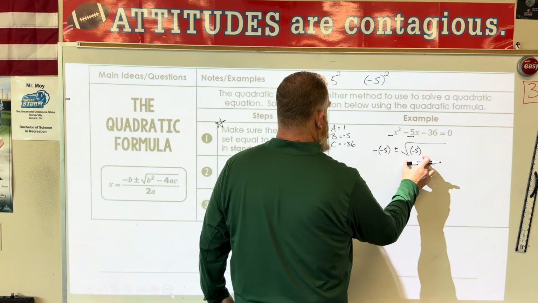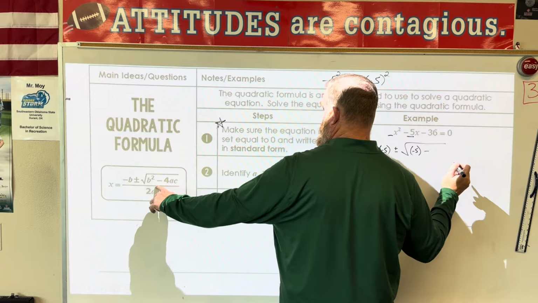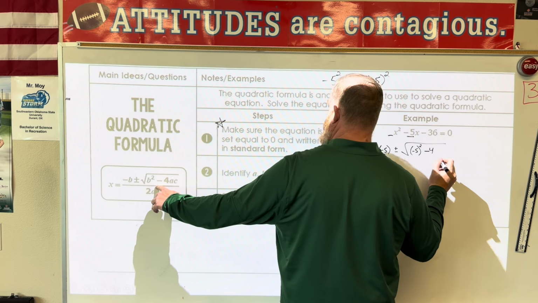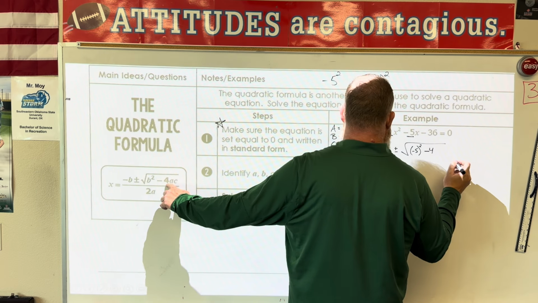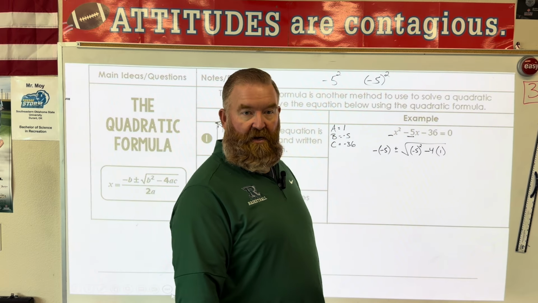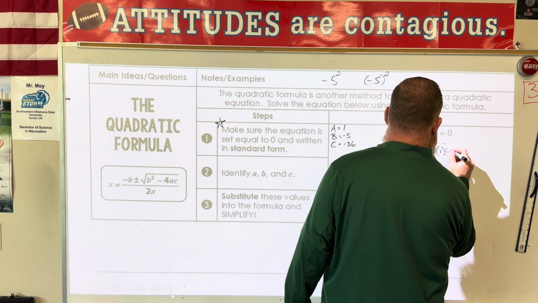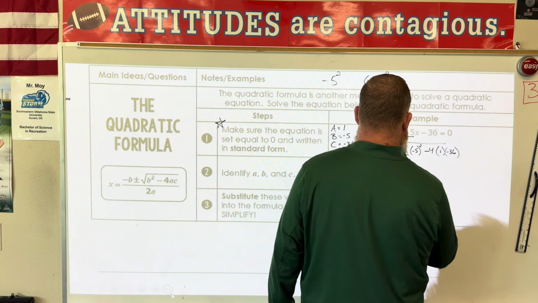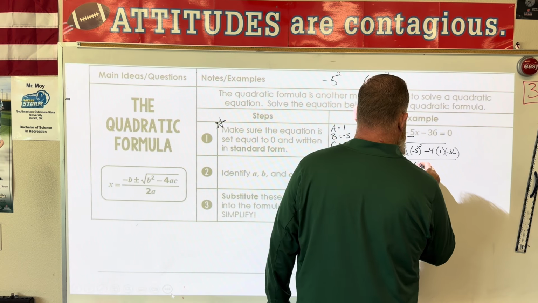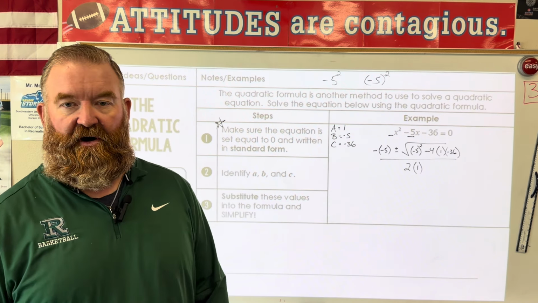Okay? Minus, what's the next thing it says? Oh, I'm sorry. I got to put the squared. 4. What's the next thing it says after 4? A. What is A? 1. I'm going to go ahead and put the 1. It's not going to change anything, but I'm going to put it in there anyway. And then what is C? -36, right? All over 2 times A. What is A again? 1. There's my setup. Is everybody good so far?